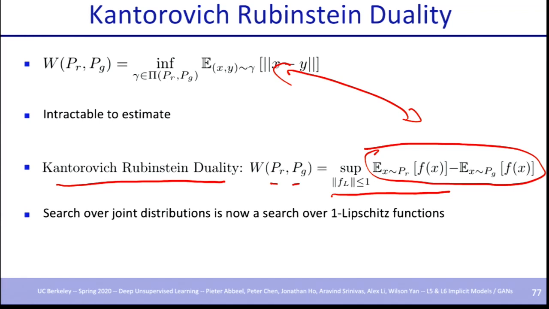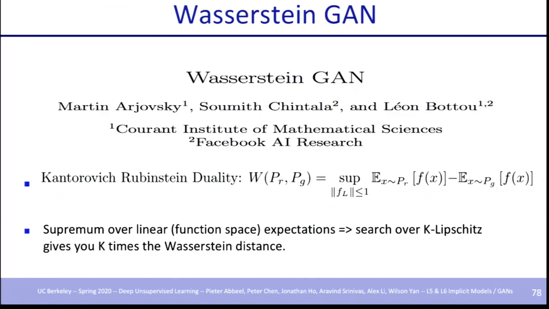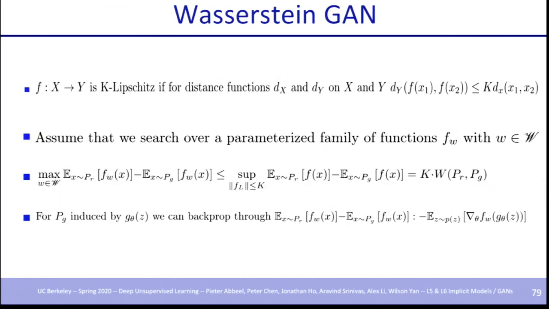Firstly, I hope you're familiar with the definition of Lipschitz. We'll go over the definition in the next slide, but basically, for an f that maps from x to y, f is k-Lipschitz if you have distance functions dx and dy on x and y, and dy in the projected space, which is f of x1 and f of x2, is less than or equal to k times dx of x1 and x2 for any pair of x1 and x2.